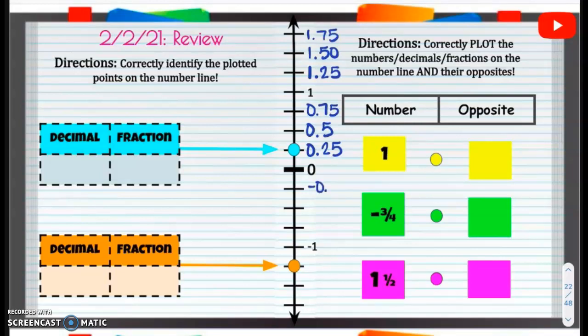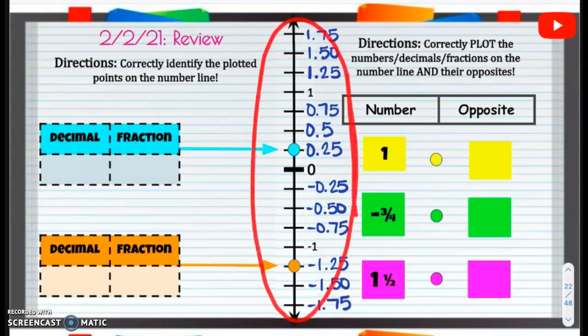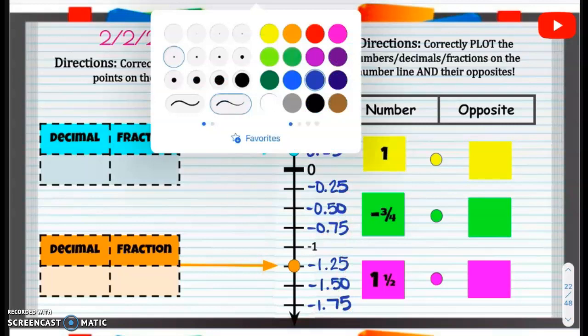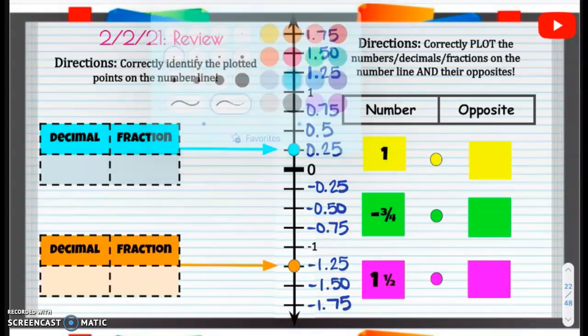Negative $0.25, negative $0.50, negative $0.75, negative 1, negative $1.25. So we start over with the 25, 50, 75, and then the next dollar. Negative 1.50, negative $1.75, and so on. So now that we have that all straightened out, remember, you do not have to write these down. Now we are going to take a look at the first one.